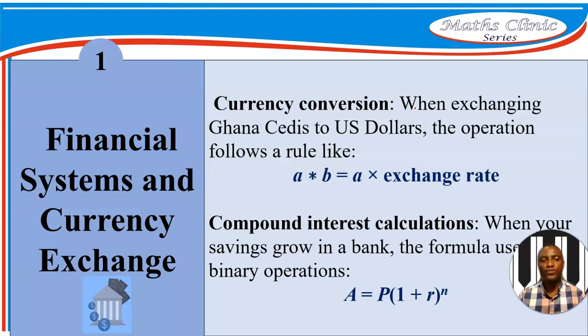Binary operation is very useful in financial systems and currency exchange. For example, if I talk of currency conversion, when exchanging Ghana cedis to say dollars, the operation follows the rule that goes A star B is equals to A times exchange rates. We can also use this in compound interest calculation when we go to banks, because in the formula, as we find the amount, which is equal to the principal into bracket 1 plus r all to the power n, here we do binary operation because we have to add two numbers and then also multiply as well.